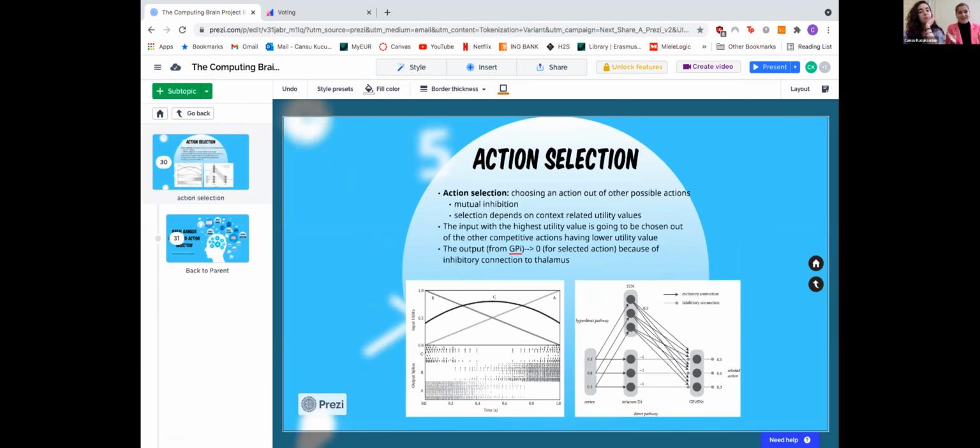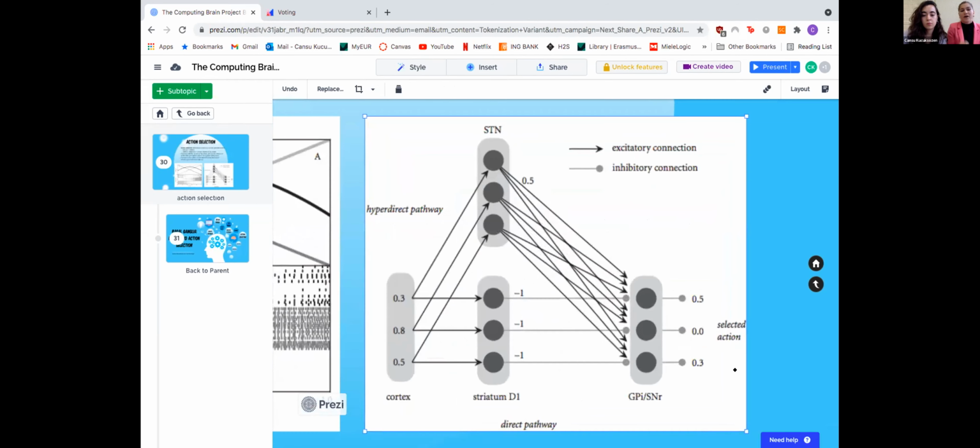And then we have action selection, and the thing that we've been talking about, this whole thing, is choosing an action out of the possible actions that are available. This is via mutual inhibition. So it only chooses one thing and the rest is being inhibited. And that is via the input with the highest utility. You can see it in the right picture in front of you.